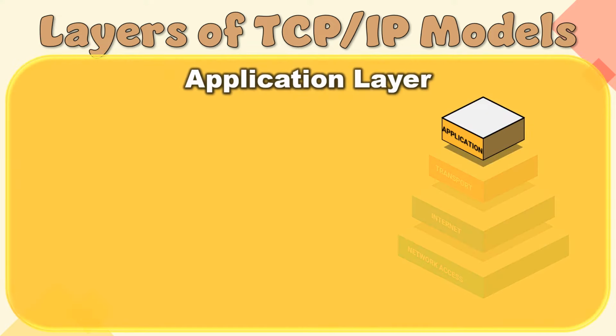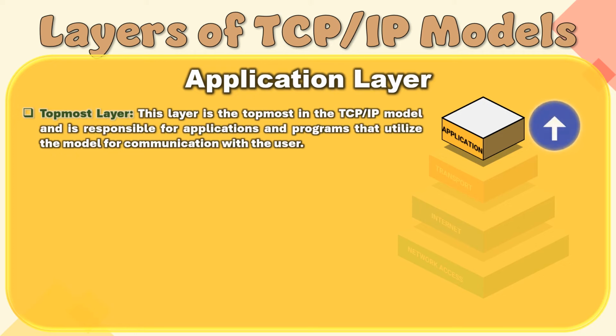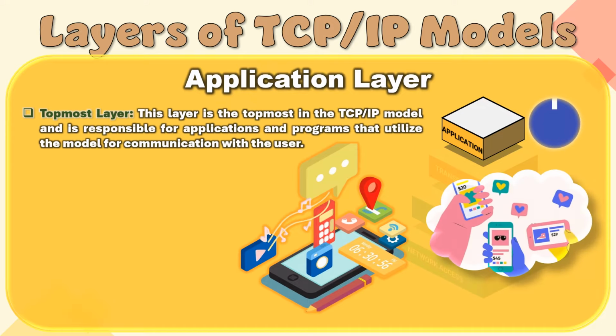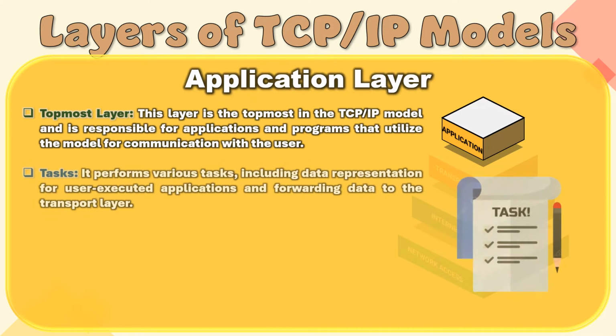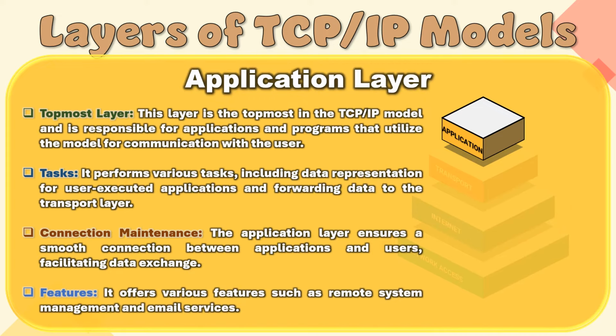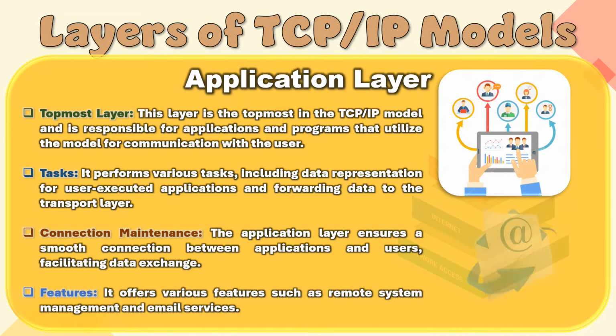Now let's start with application layer. This layer is the topmost in the TCP/IP model and is responsible for applications and programs that utilize the model for communication with the user. It performs various tasks, including data representation for user-executed applications and forwarding data to the transport layer. The application layer ensures a smooth connection between applications and users, facilitating data exchange. It offers various features such as remote system management and email services.